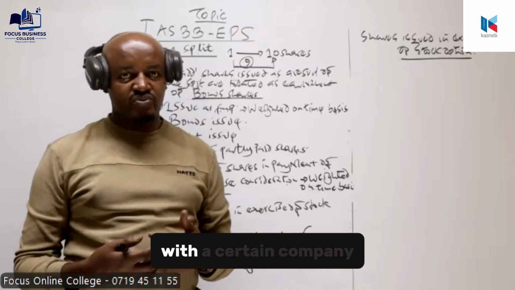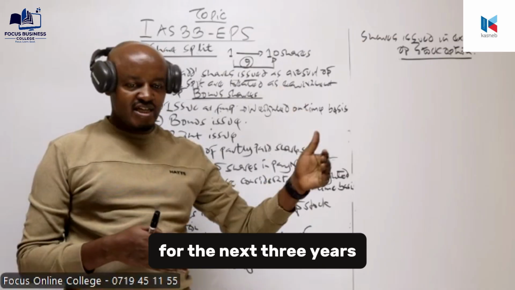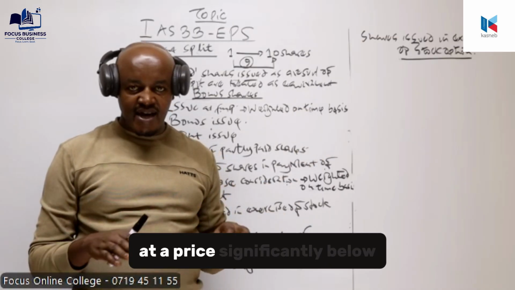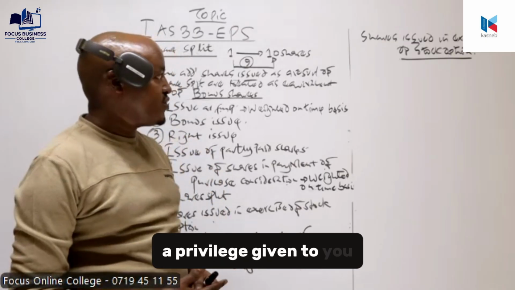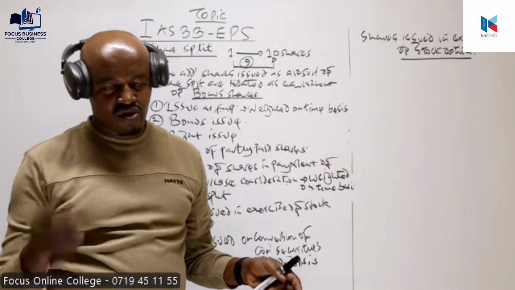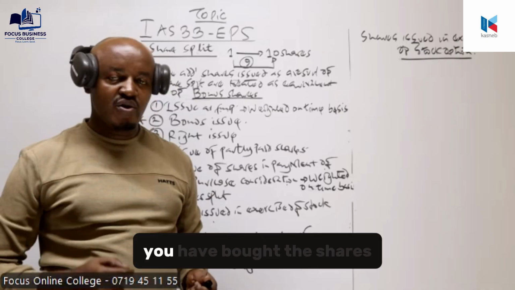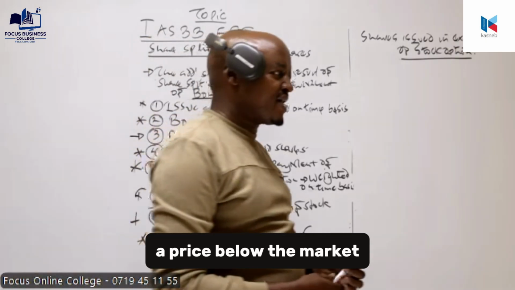Alternatively, once you secure a job with a certain company, that company can tell you that if you work with them for the next 3 years, for the next 5 years, you'll have a right to buy the company shares at a price significantly below the market price. It is a privilege given to you, but you have to meet certain conditions. So once you exercise that stock option, it basically means that as an employee, you have bought the shares at a price below the market price.